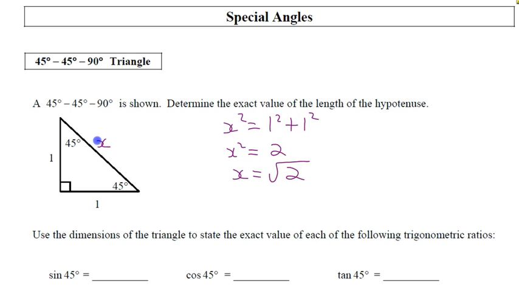Now, since it's a length, we're just writing this as x equals root 2, right? Not plus or minus root 2. We're not solving an equation here. We're finding a length, so it's just positive. So x is equal to root 2.